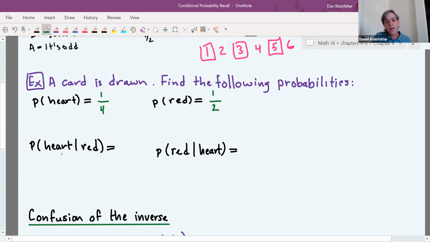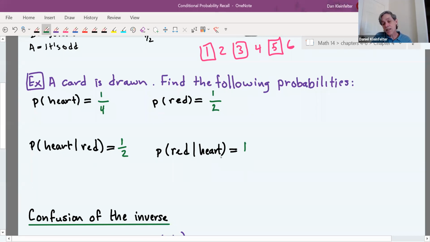Okay, the probability of getting a heart card, given that it's red, is 1/2. The probability of getting hearts was 1/4. If we give you the additional information that it's red, then that decreases the number of possibilities because now we know it cannot be spades or clubs. Okay, the probability that it's red given that it's hearts, well, that's certain, right? If we know that it's hearts, then it's definitely red.